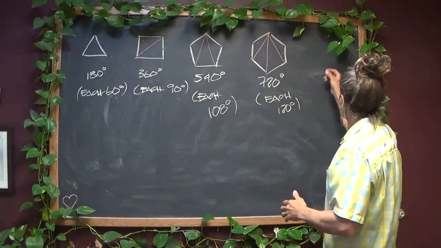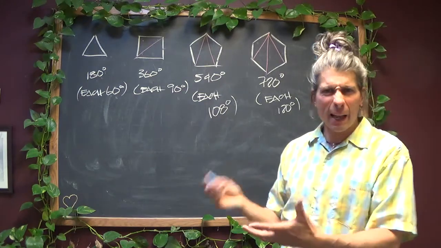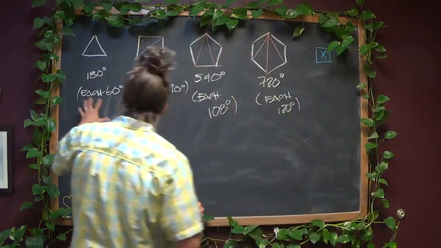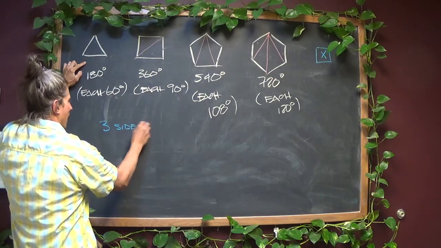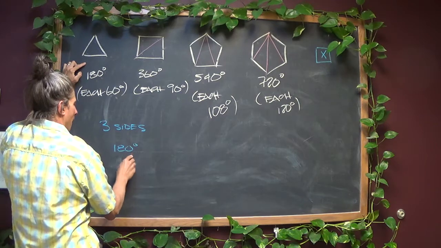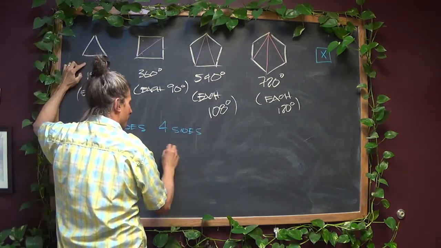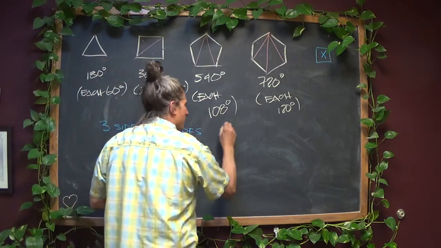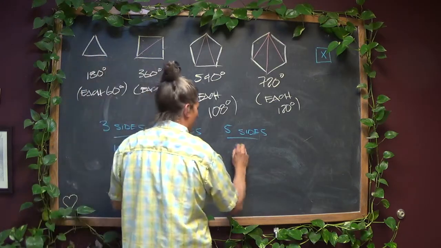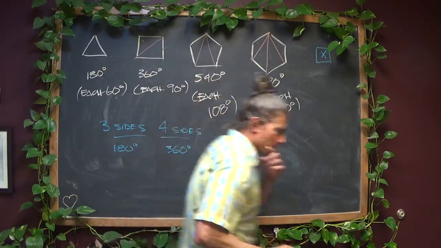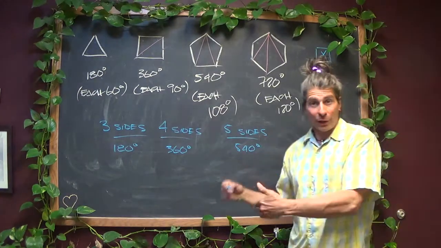In other words, I think you called it X for X sides. If we look at a pattern here, for 3 sides you have 180 degrees. 4 sides, you have 360 degrees. 5 sides, you have 540 degrees, and so forth. So what's happening is with each additional side you add, you also add another 180 degrees.